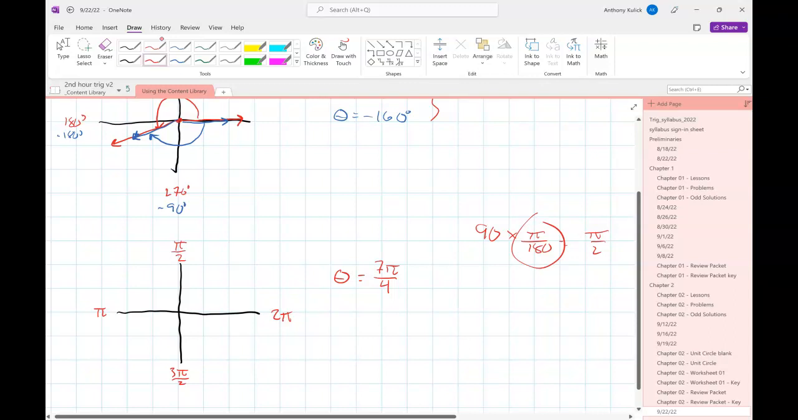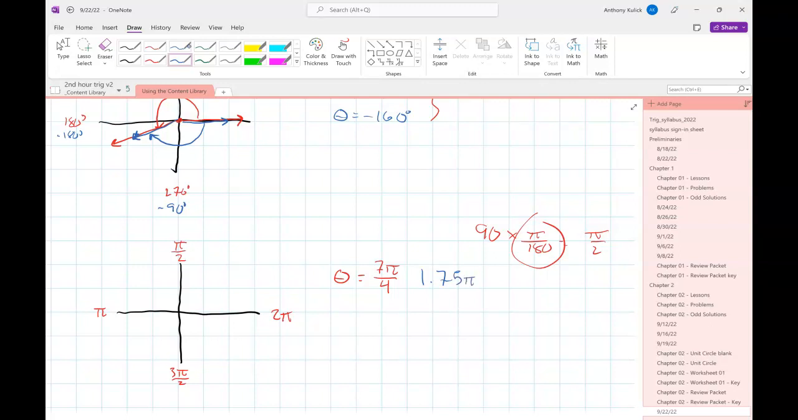Well, 7/4 is like 1.75. So 1.75 comes somewhere between 1.5 and 2. You guys see that? So it's going to be somewhere in here, about halfway. Everybody's okay with that?